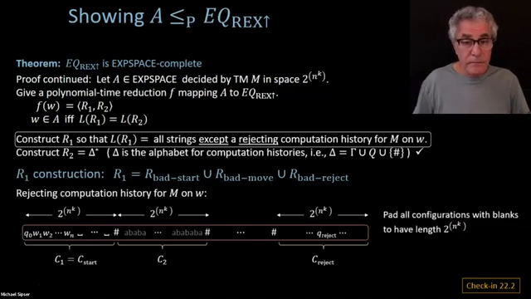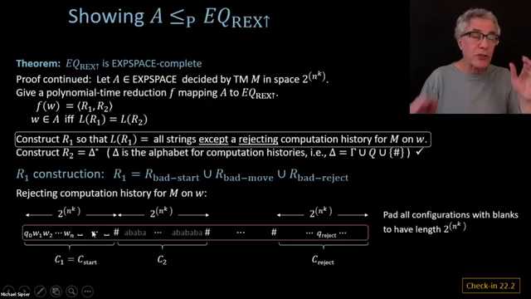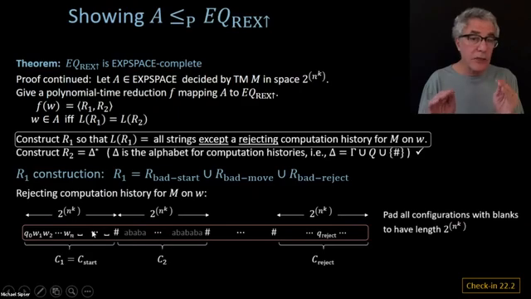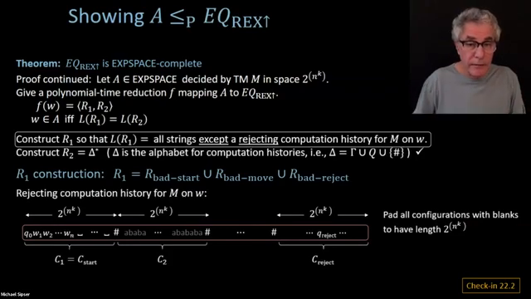Do we need only one rejecting computation history? What about the other ones? This is a deterministic machine, so there's only going to be one. If I prescribe the lengths as I've done, there's going to be only one rejecting computation history because it's deterministic. Everything is going to be forced from the beginning.